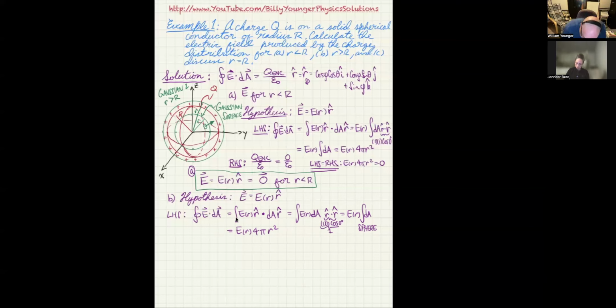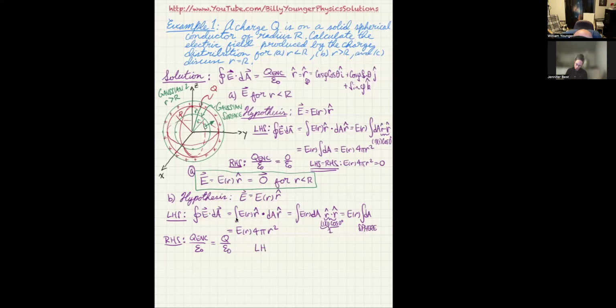So we've got that. Now I'm going to do the right-hand side. The right-hand side is Q enclosed over epsilon naught. Now, we did say that the charge is capital Q, and that's all completely enclosed now because we've got the entire sphere, including its surface, inside the Gaussian sphere. Therefore, the total charge enclosed is Q, and the right-hand side is therefore Q over epsilon naught.